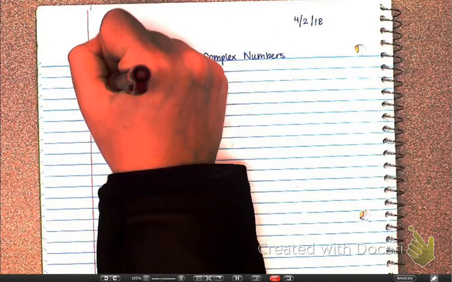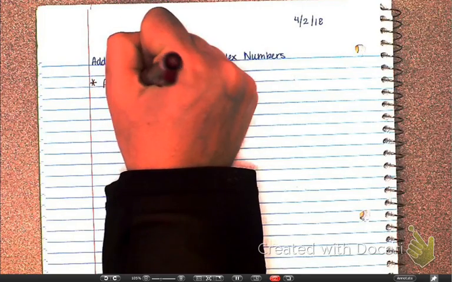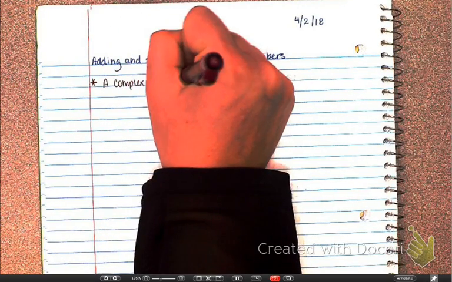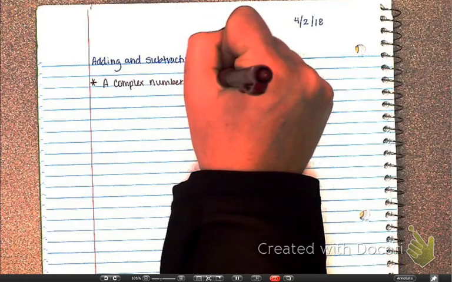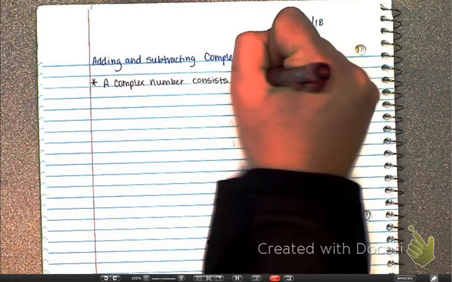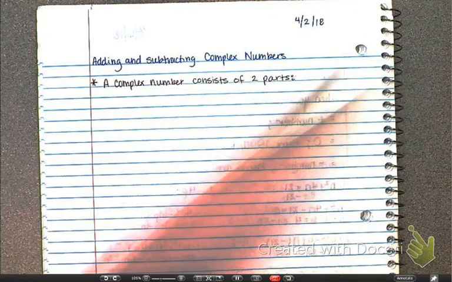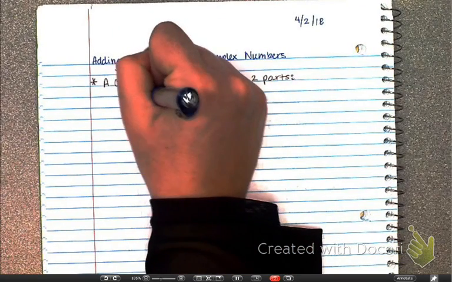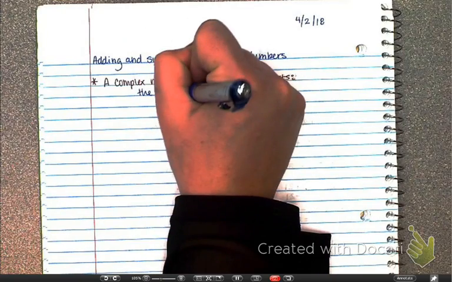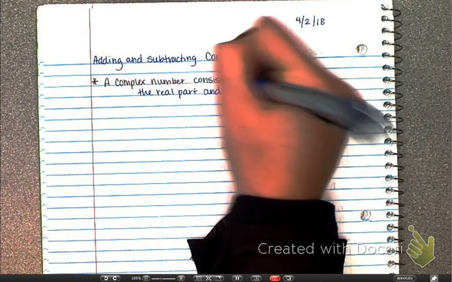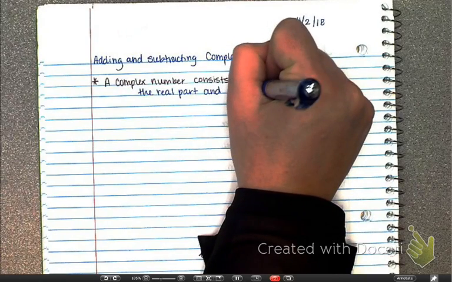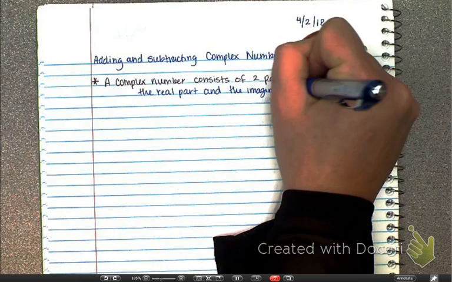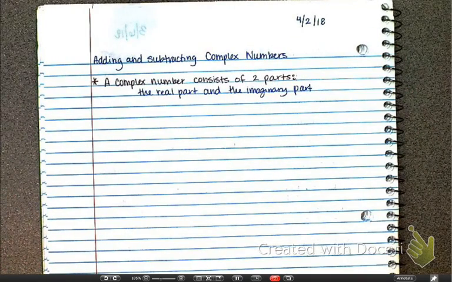A complex number consists of two parts. So a complex number consists of two parts: the real part and the imaginary part.